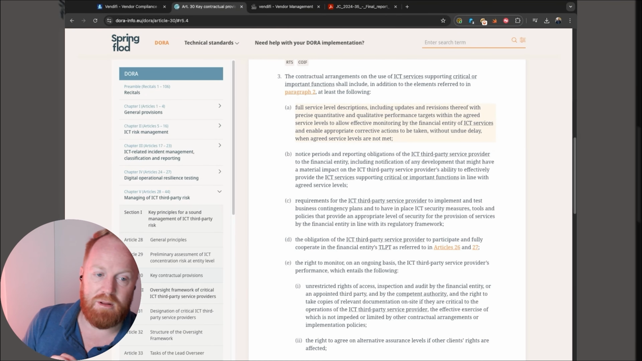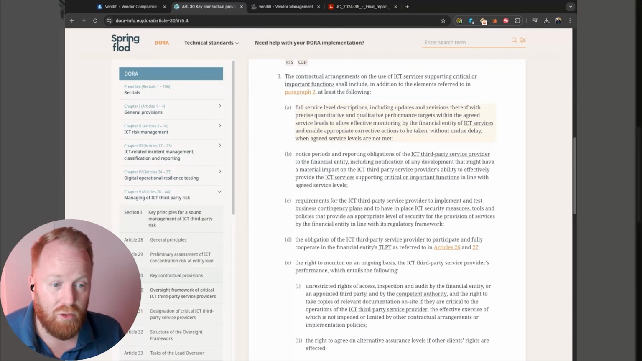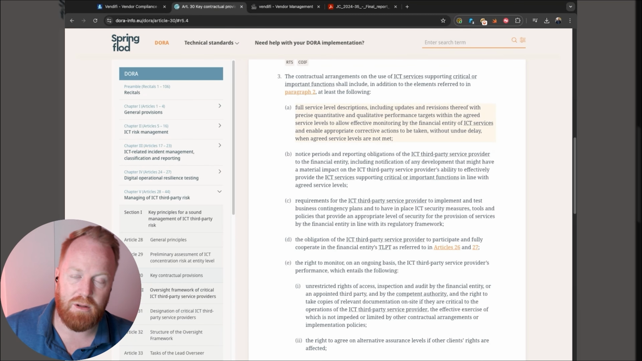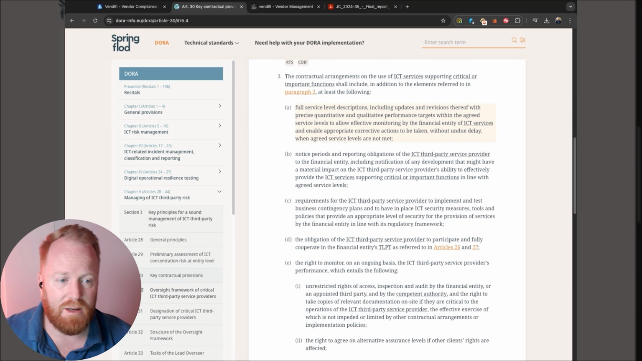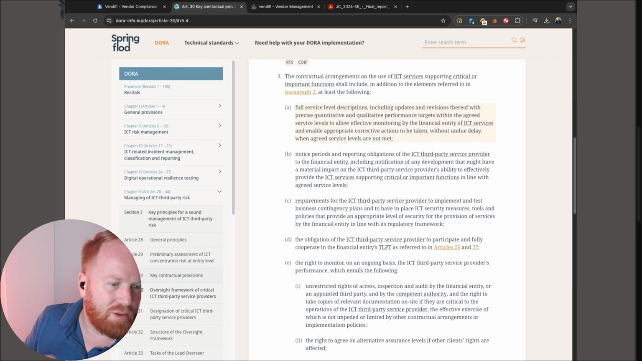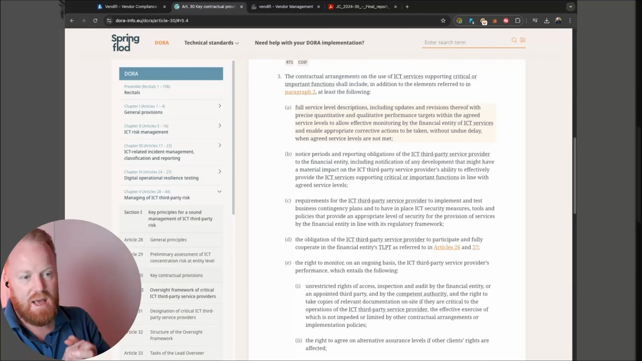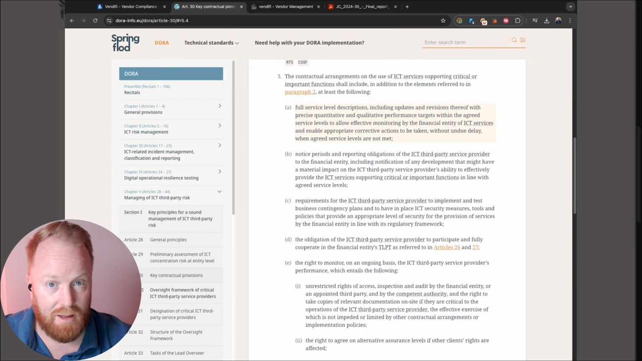3B, notice periods and reporting obligations for the ICT provider to the financial entity, including alerts about any changes that could affect the ability to deliver critical ICT services according to the agreed service levels. C, requirements for the ICT provider to implement and test business contingency plans, as well as have the security measures, tools, and policies that ensure adequate security for the financial entity services and compliance with the regulatory standards. Imagine that, having to check the actual backups work.